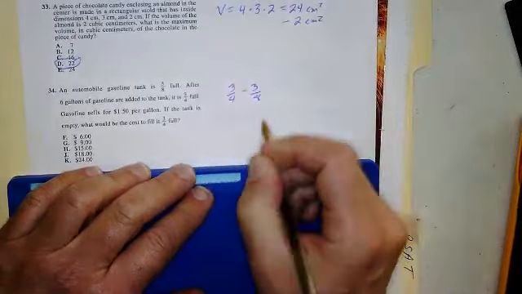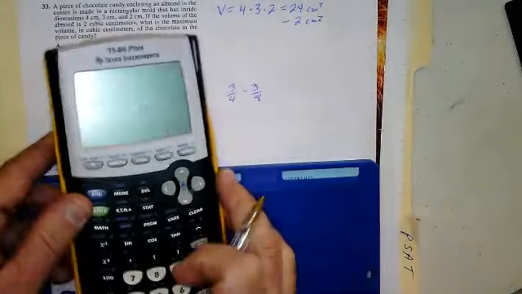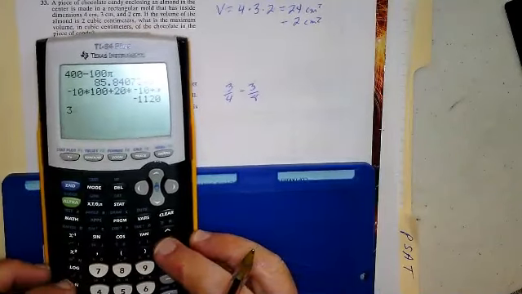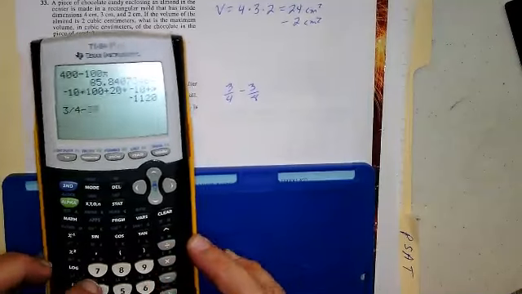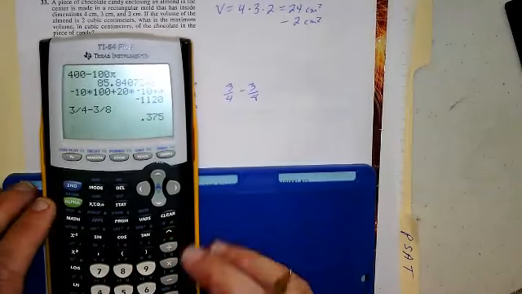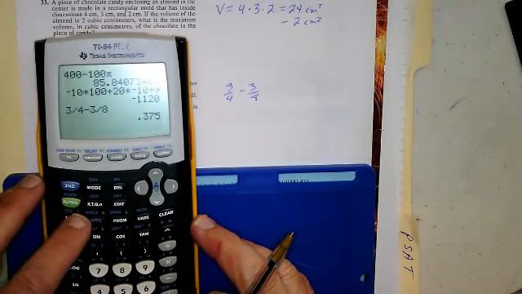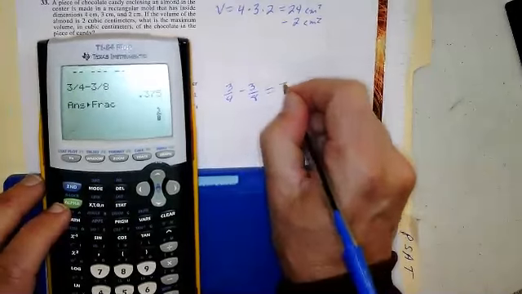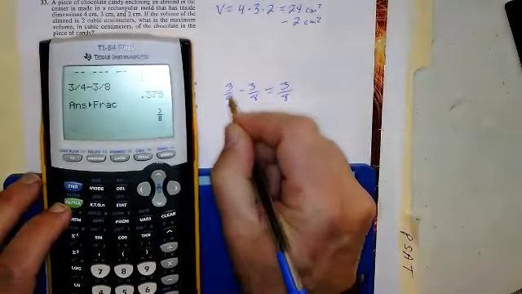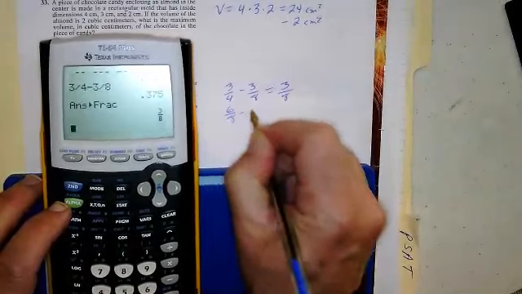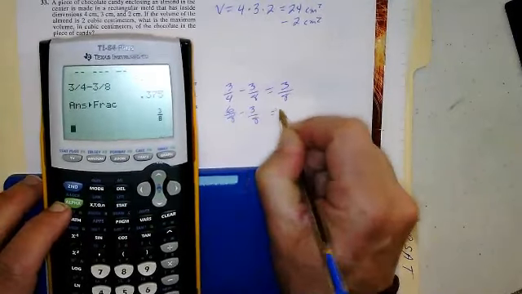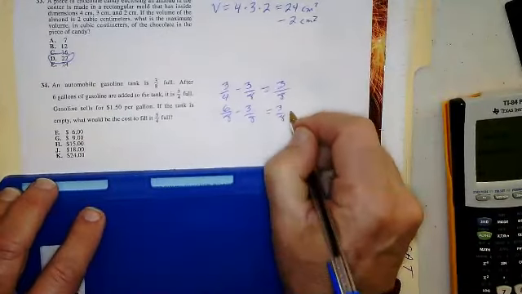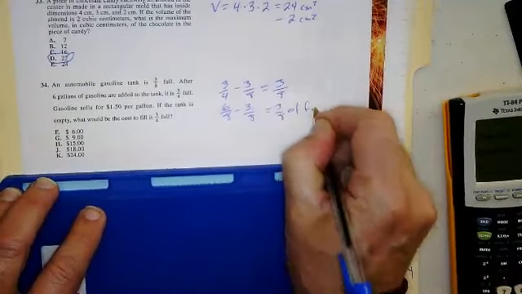You can do this on your calculator, if you've got a calculator, by simply going 3 divided by 4 minus 3 divided by 8, enter. So then when you get that, it gives you the decimal. You can go math, enter, enter, enter. That changes it to a fraction. So that equals 3/8. You could have done this with a common denominator of 8. So 6/8 minus 3/8, you still get 3/8. So whether you use the calculator or your math brain, it doesn't matter. So 3/8 of a tank full equals 6.